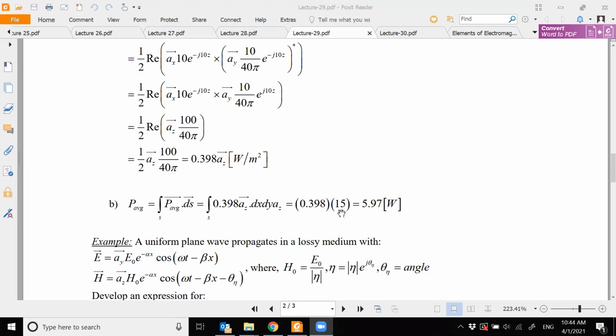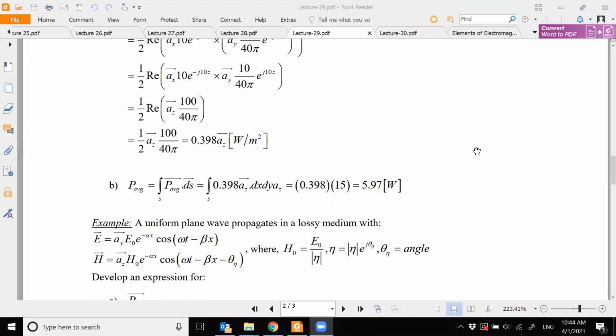I can simply multiply it by its area, which is 3 multiplied by how much? 5. 5 threes is 15. So 5.97 watts. Okay, so this is how you can find the average time power from the Poynting vector for our electromagnetic wave.